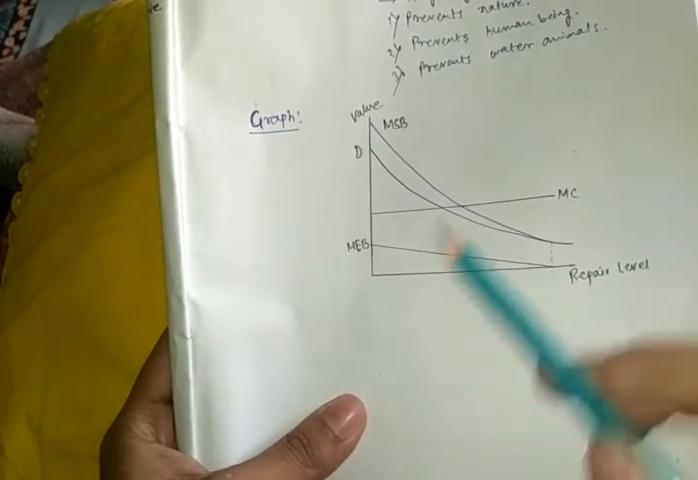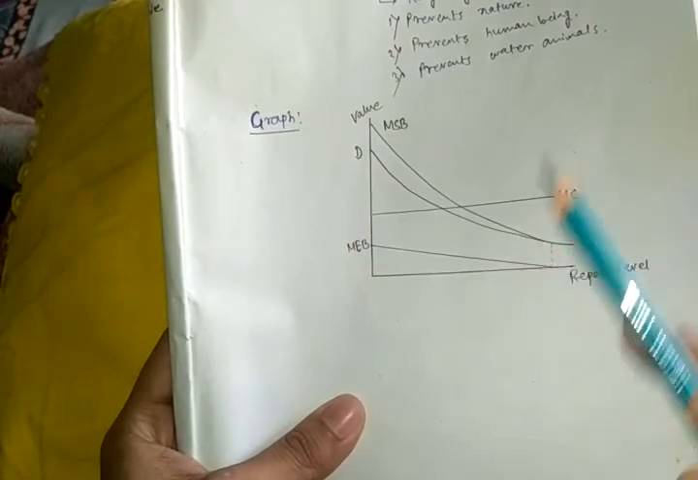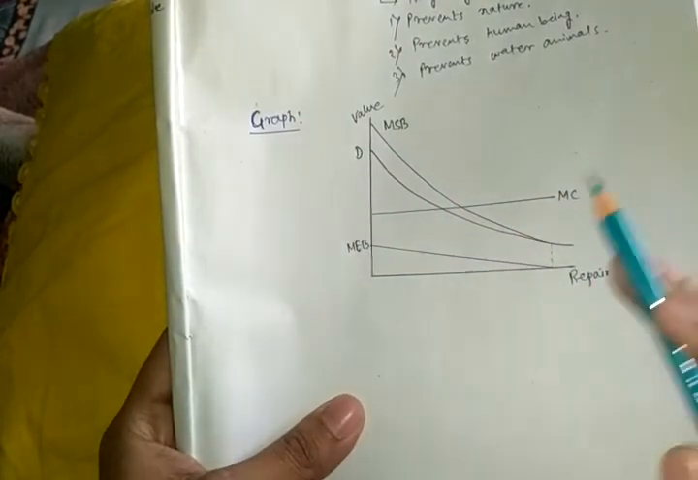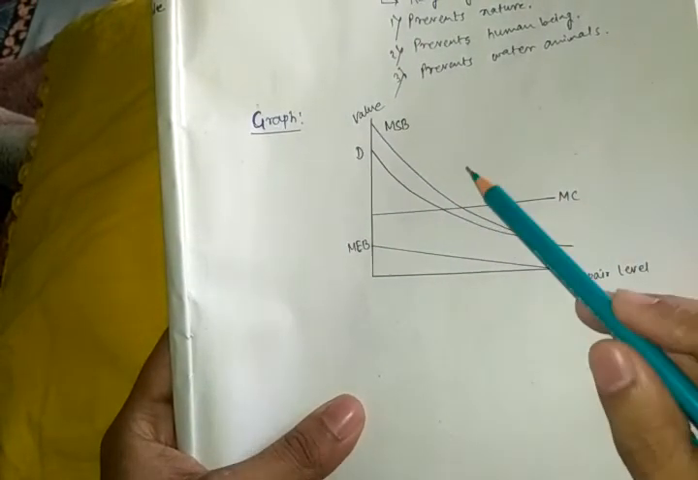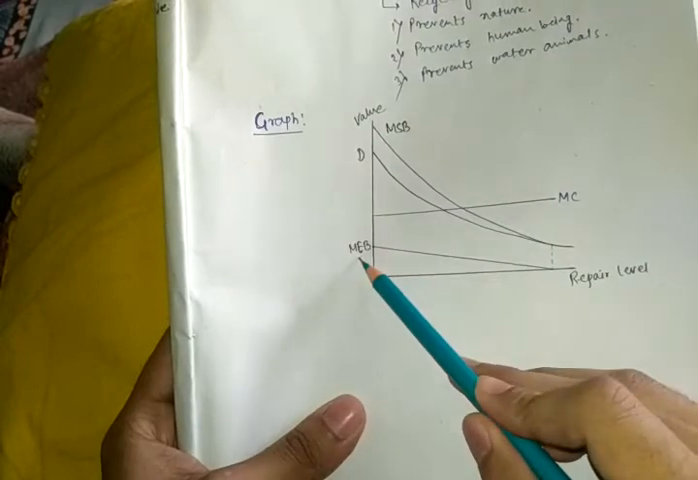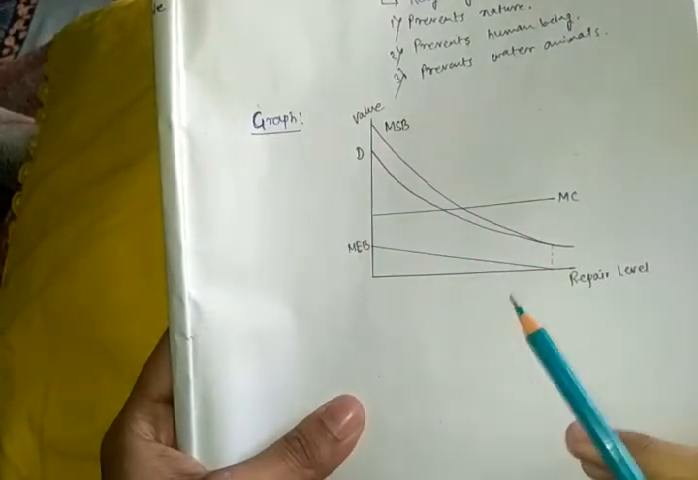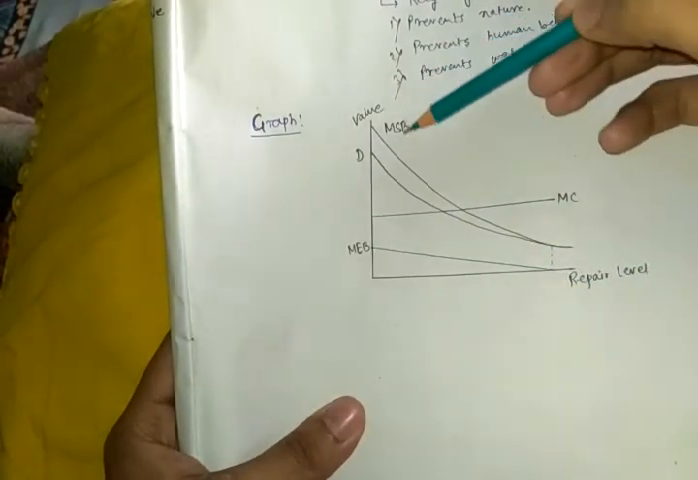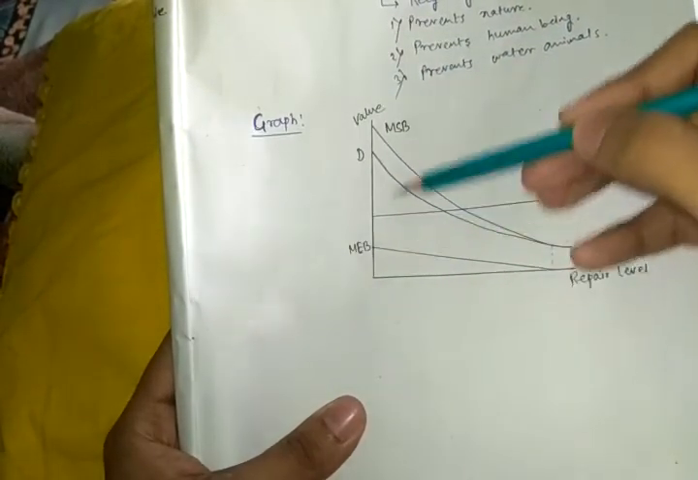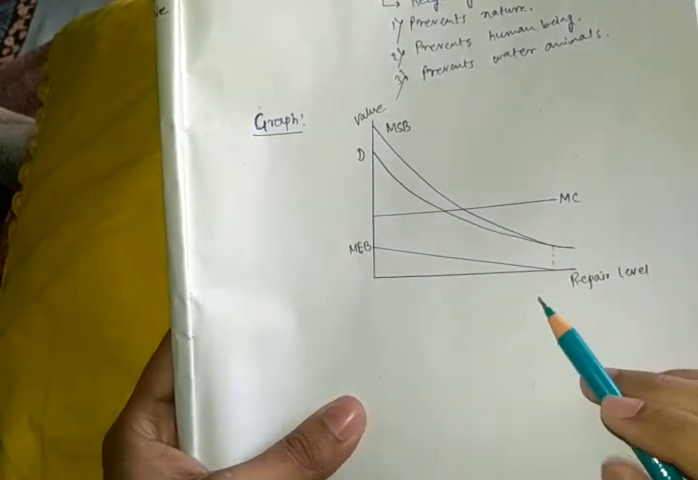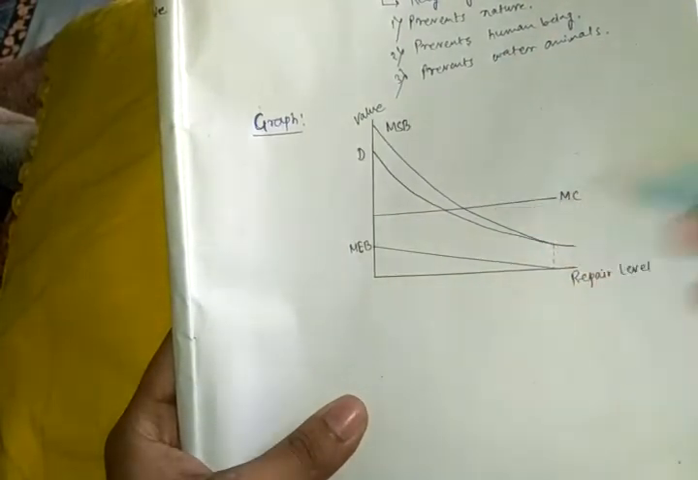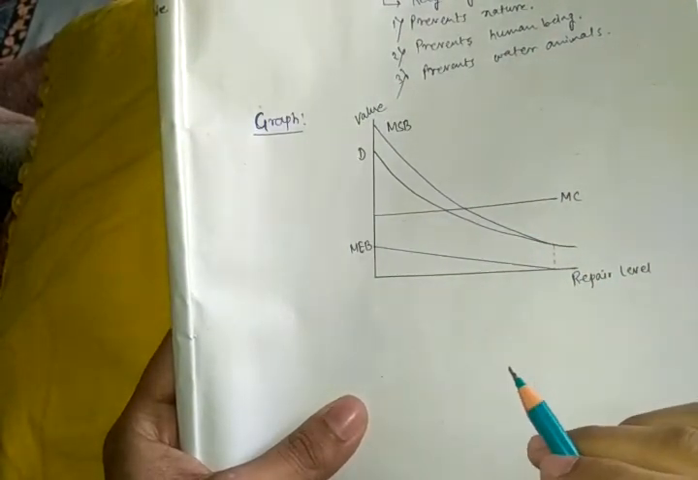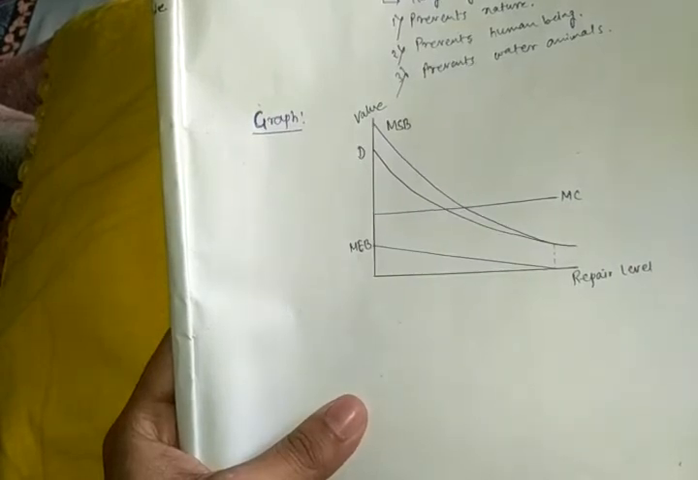Okay, so now the MSB. What is MSB? MSB is nothing but the marginal social benefit. Okay, so it is the summation of the marginal external benefit plus the demand curve. The marginal social benefit curve is also downward sloping, because the two curves are in themselves downward sloping. At the same time, now we can note a very important point here.